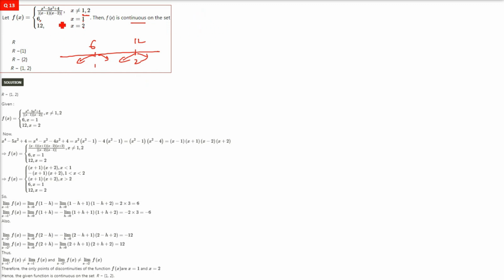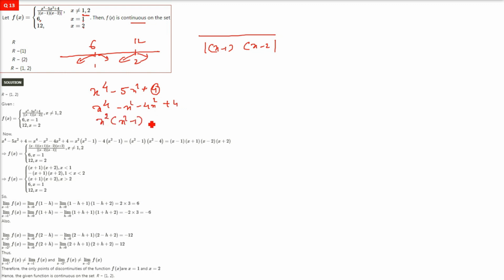So we will first resolve what is given, and this will take an effort. Please understand it very carefully. Mod x minus 1 into x minus 2. You can separate them also, mod x minus 1 and mod x minus 2. It doesn't matter. x to the power 4 minus 5x square plus 4. So we have to find the factors of this. We can write it as x to the power 4 minus x square minus 4x square plus 4, which is equal to minus 5x square plus 4. You can take x square common, so you have x square minus 1. You can take minus 4 common, you have x square minus 1. So eventually you get x square minus 4 and x square minus 1.